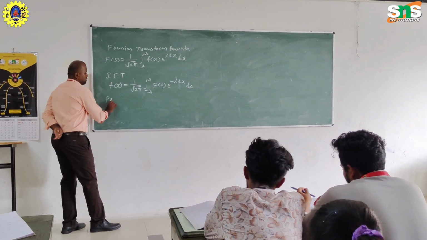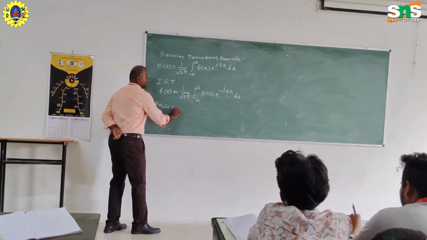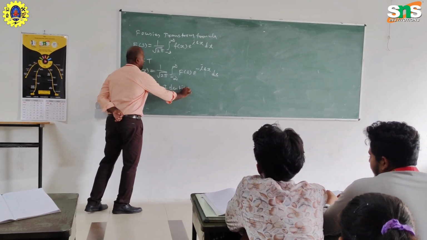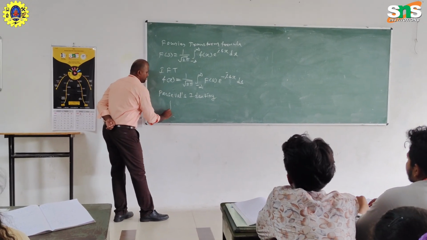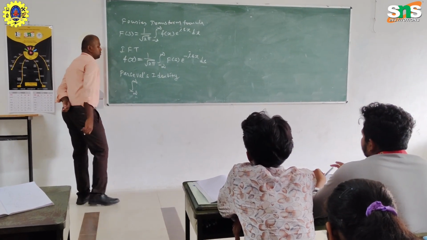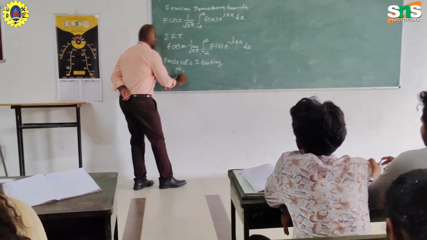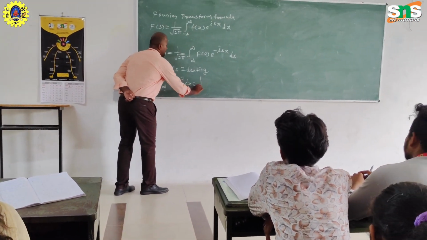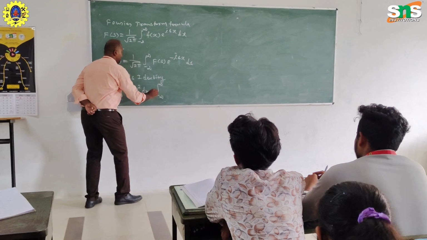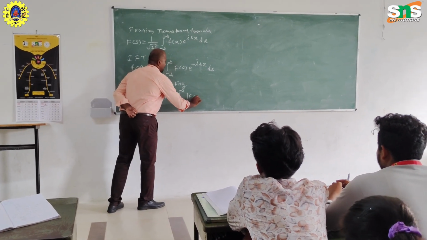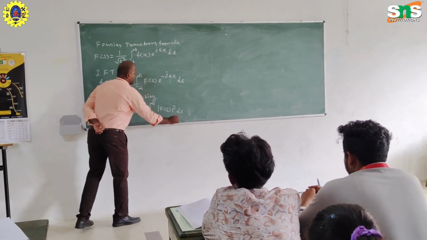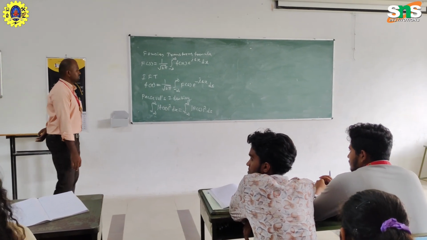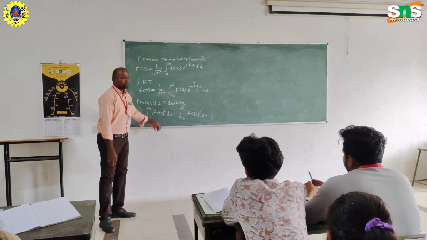Another one is Parseval's identity. Parseval's identity formula is integral minus infinity to plus infinity modulus f of x the whole square into dx equals integral minus infinity to plus infinity modulus F of s the whole square into ds. This formula is the Parseval's identity formula.